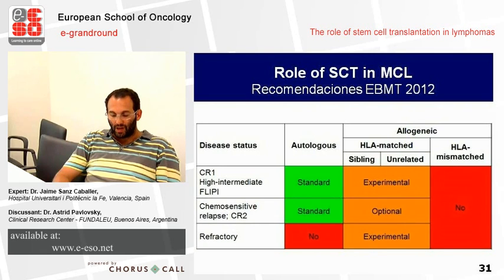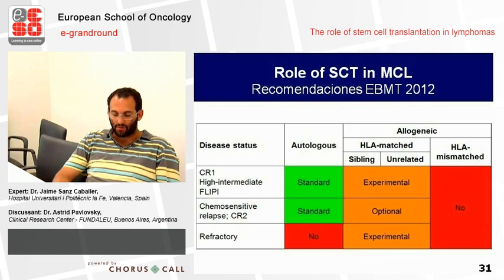Suitable patients with relapsed disease after an adequate first-line therapy could be considered candidates for an allogeneic stem cell transplant, despite the fact that data are only available from very small phase 2 clinical trials and registry analyses. Therefore, allotransplant should be considered an experimental procedure reserved for fit, good performance status patients who have failed previous autologous transplant and who have a donor. Next slide.